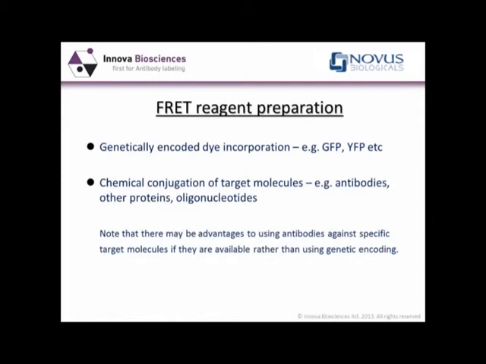The other approach is to use chemical conjugation of target molecules to incorporate the appropriate dyes. These might be antibodies, other proteins, or even perhaps oligonucleotides. Be aware that there can be some advantages to using antibodies against the target molecules if they're available, rather than using genetic encoding. The main reason for this is that you can get higher levels of dye incorporation into the antibody as opposed to the single copy that you will get if you incorporate something like GFP into a protein.